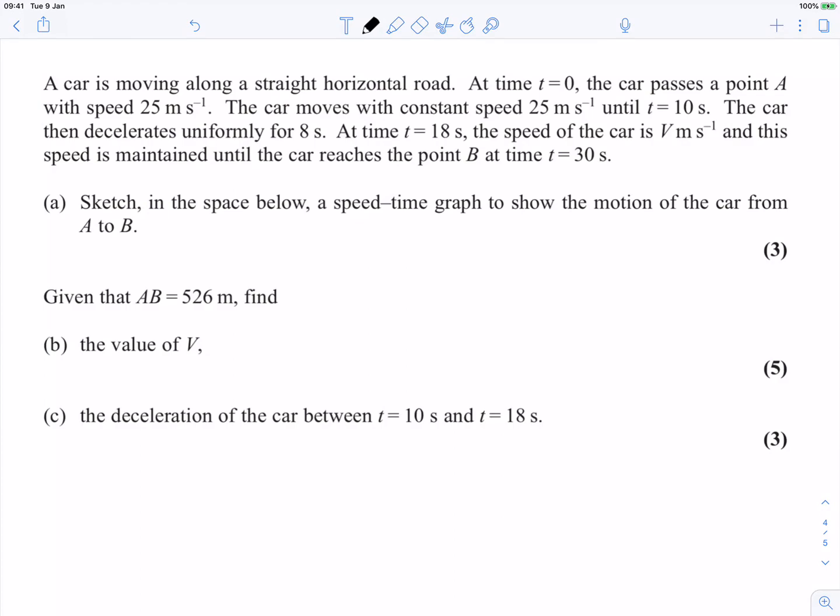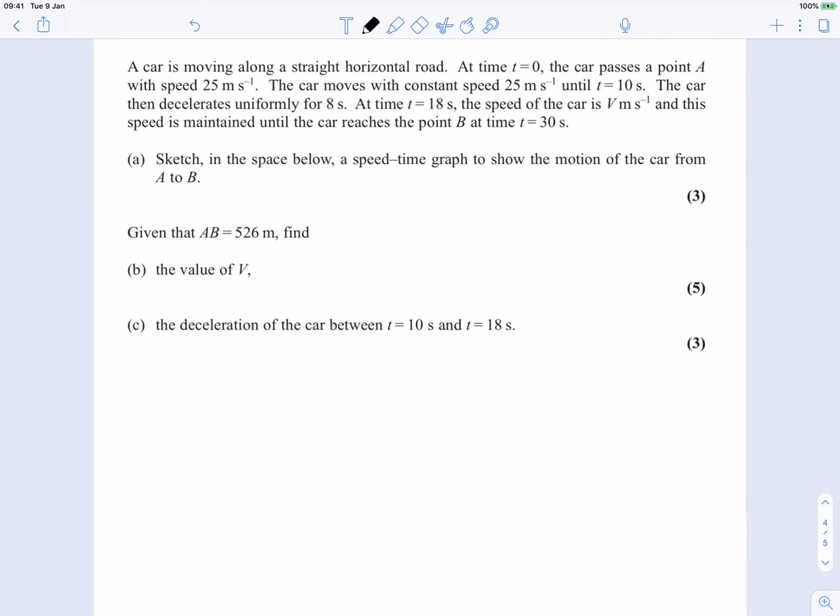Next question. If you want to pause it and have a go yourself, I should have paused on the other questions too, but you can pause at any time. Anyway, a car is moving along a straight horizontal road at time t equals 0. The car passes a point A with speed 25 meters per second. The car moves with a constant speed of 25 meters per second until 10 seconds, and then decelerates uniformly, so at a constant rate, for 8 seconds. At time t equals 18, the speed of the car is v meters per second, and this speed is maintained until the car reaches the point B at time t equals 30.